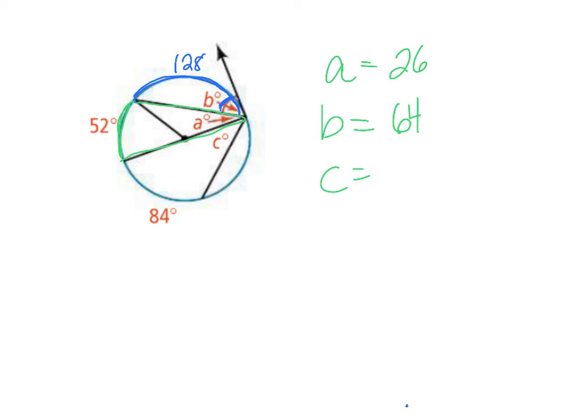All right, last one, C. C is this inscribed angle. And we're back to an easier one because they already gave me the arc right there, and the angle is half the arc.